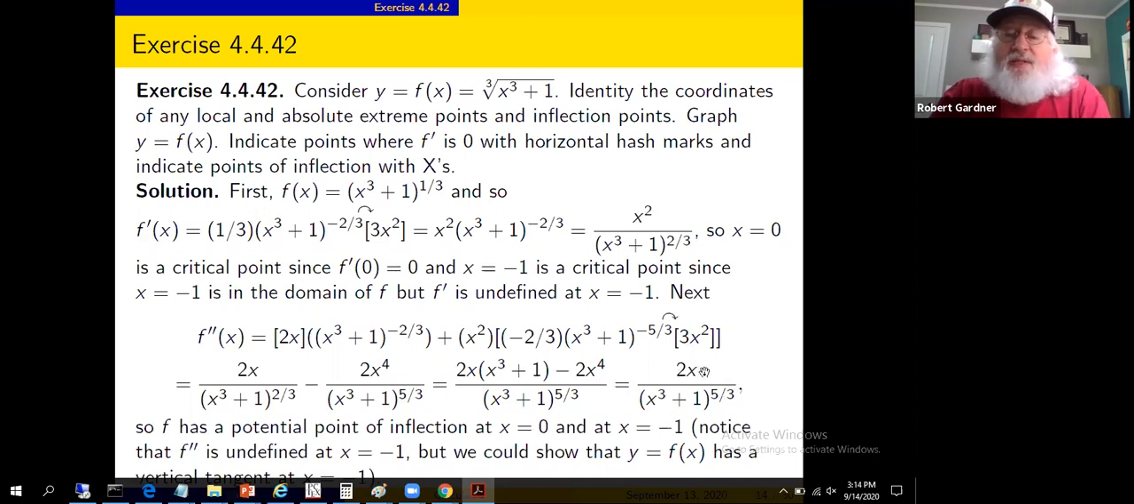What's up with this? Is the second derivative ever 0 or undefined? Yeah, at x equals 0, the second derivative is 0, so x equals 0 is a potential point of inflection. How about at x equals -1? Because I still have a problem at -1. The second derivative is undefined. Yeah, so is the first derivative. Does that count as a potential point of inflection?